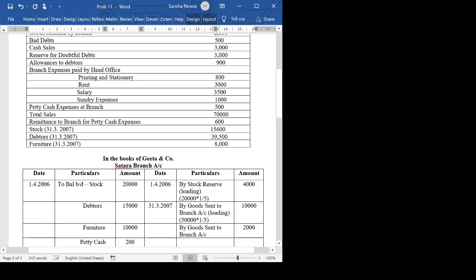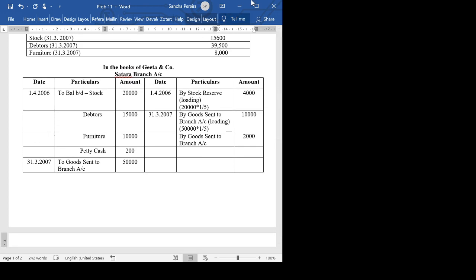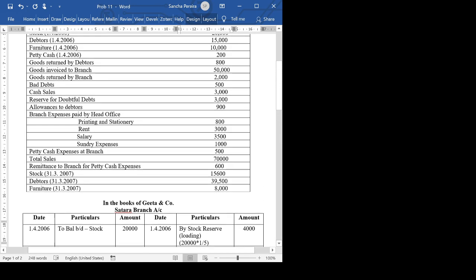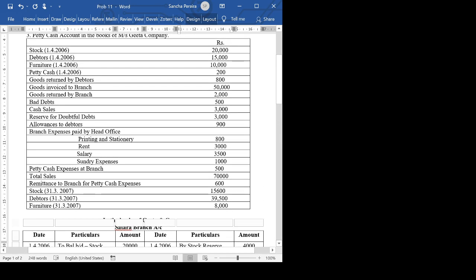Then cash sales 3,000. This I will transfer directly here, by cash. Okay, these are sales 3,000. I'll put it specifically as cash sales. We'll also have receipts from debtors there, which we need to find out.